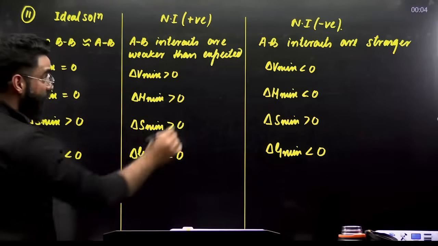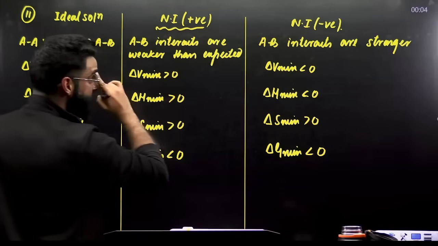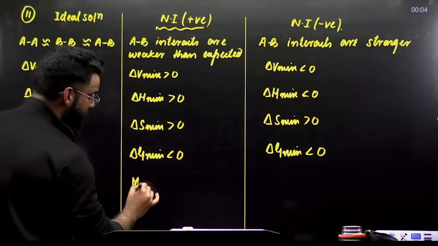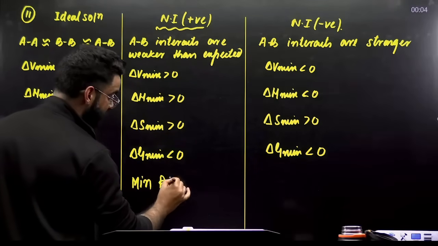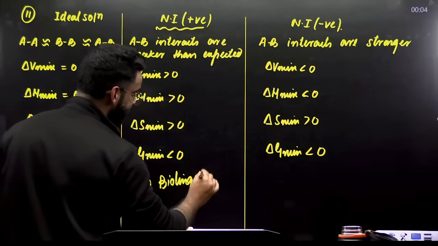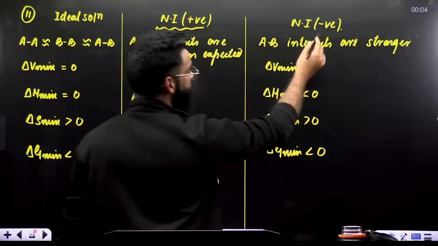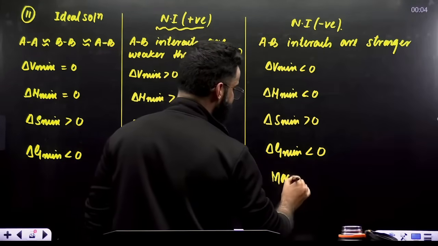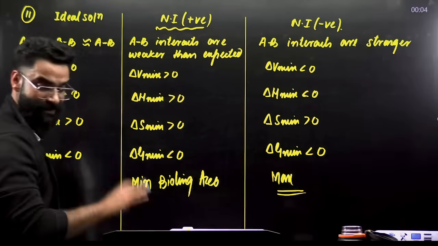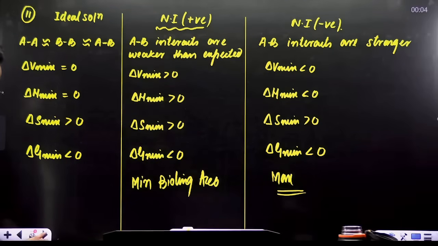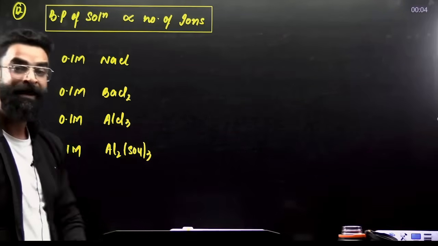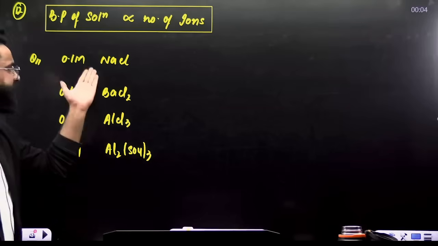And one more thing which I would want you guys to remember: non-ideal solutions showing positive deviations form minimum boiling azeotropes. Remember this point as well. Minimum boiling azeotropes. And non-ideal solutions showing negative deviation form maximum boiling azeotropes. Okay, this can also be asked. In which of the following solutions are minimum boiling azeotropes found, maximum boiling? One more thing. Frequently you can get these sort of questions.